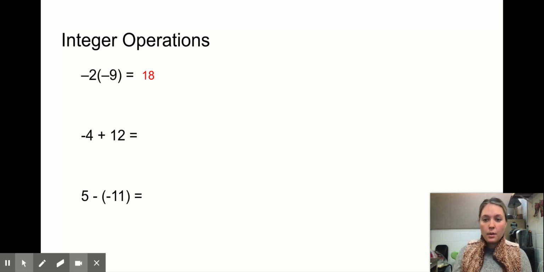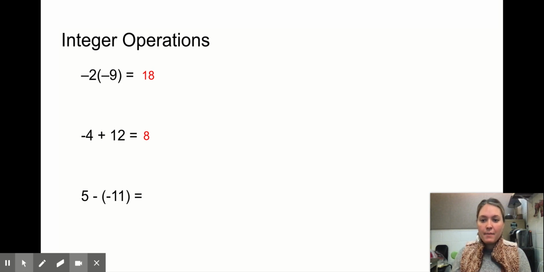Second question, -4 plus 12. This is a positive 8. When you're adding 2 numbers and they have different signs, you find the difference between the two. So the difference between 12 and 4 is 8, and the bigger one keeps its sign. So 12 is bigger than 4, so this is going to be a positive 8. You can also think about using integer tiles. So if you lay out 12 positive tiles and then you lay out 4 negative tiles, those 4 negative tiles are going to cancel out 4 of the positive tiles for 4 zero pairs, leaving you with a positive 8.